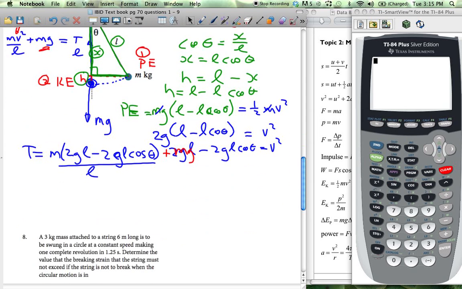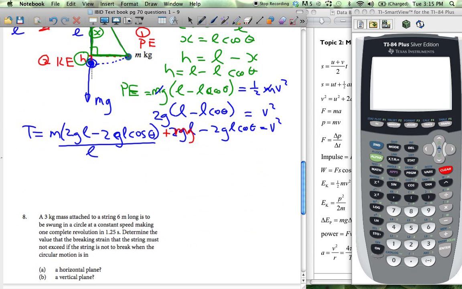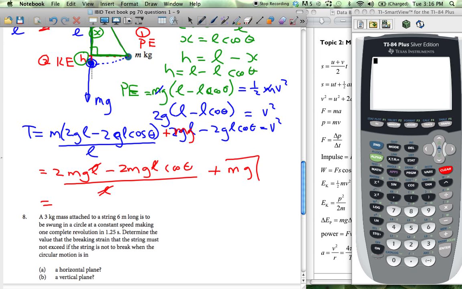So if I just bring this down, notice that this is going to be 2mgL minus 2mgL cos theta, all divided by L, plus mg. Now I've got an L here and an L there, those cancel. So I'm just going to be left with my 2mg plus an mg here. So that's 3mg minus 2mg cos theta. And I can take out an mg, and I'm left with mg(3 minus 2 cos theta). And that is what we were asked to prove.